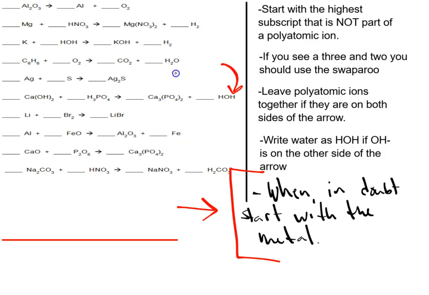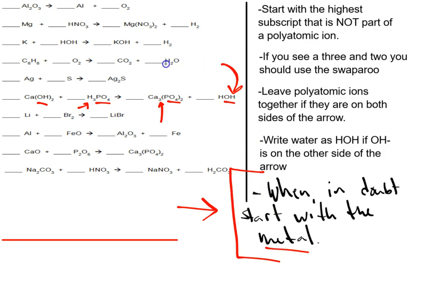So here we go. You come along and you have polyatomic ions. We're going to leave them together because they are on both sides. So we look for the highest number not part of a polyatomic ion. And there's a 3 there and there's a 3 there. You can start with either one, but one of them is significantly easier to start with, and that is the metal.